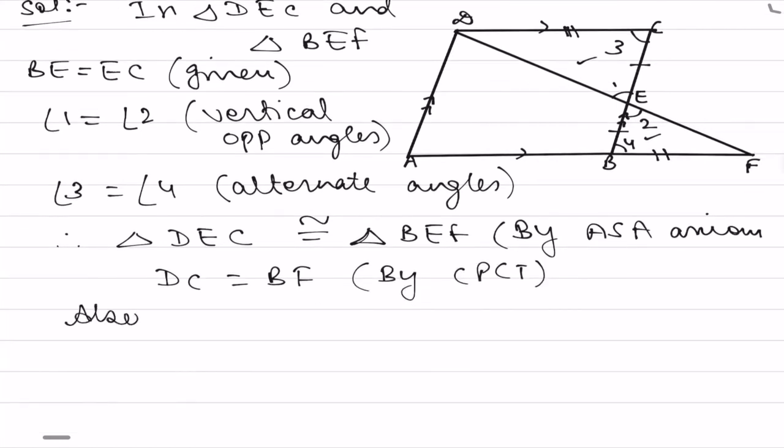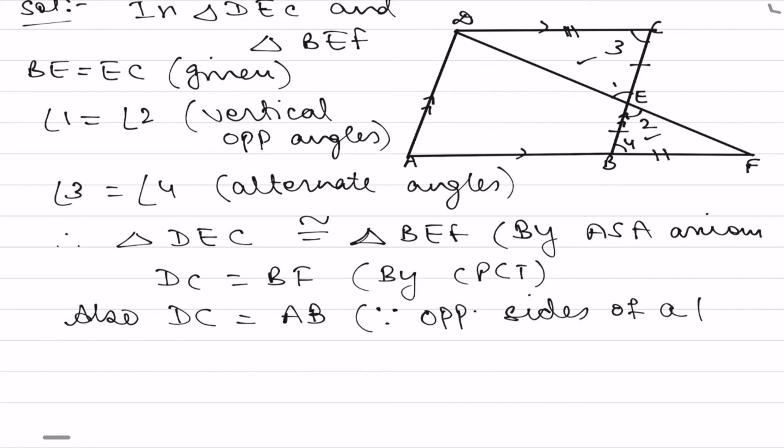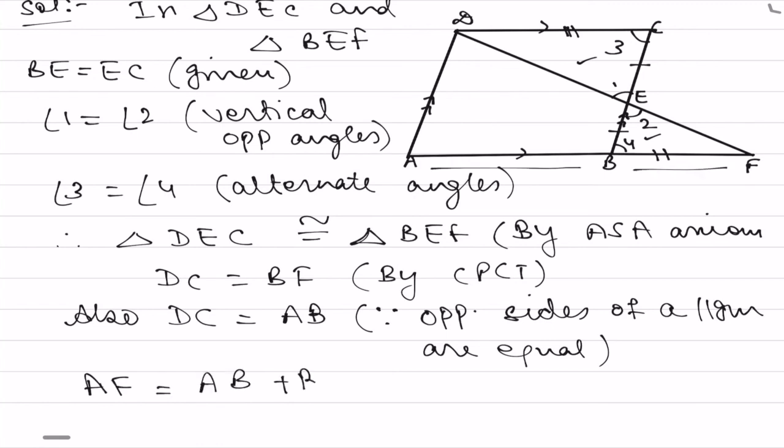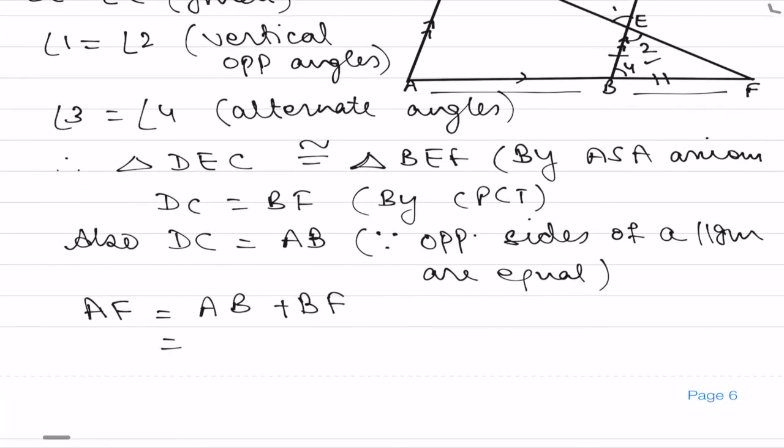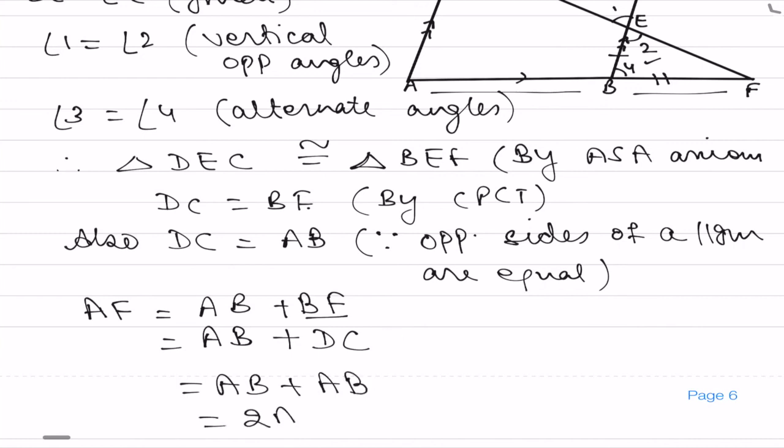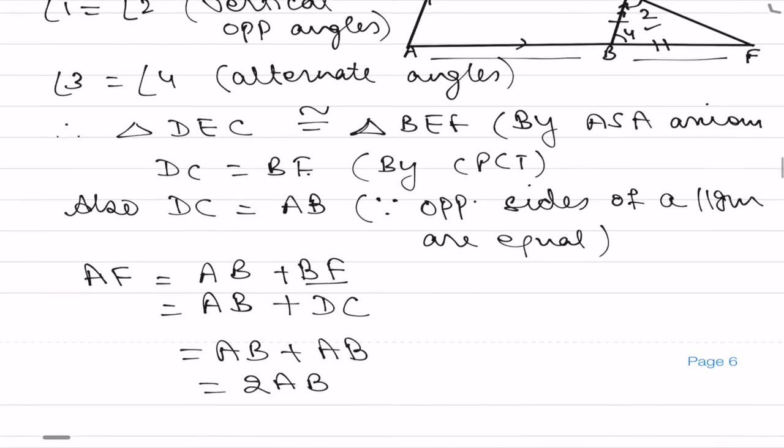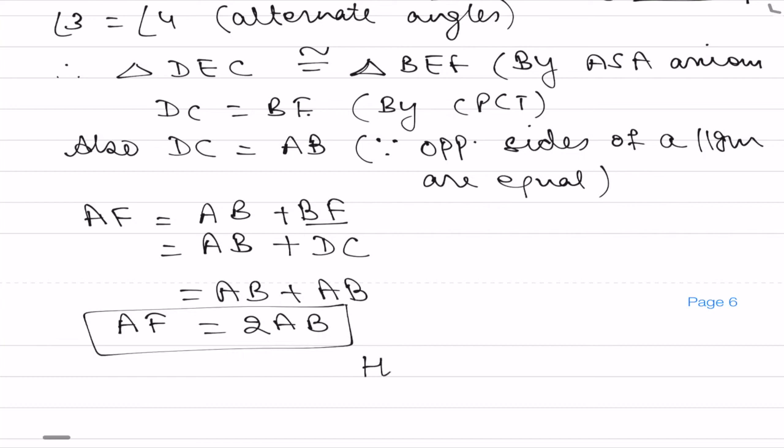Also we know that DC is equal to AB because opposite sides of a parallelogram are equal. Now we can see that AF is the combination of the two parts AB plus BF. Now AB is equal to DC and DC is equal to BF. So AB will remain as it is and we will replace BF with DC. Now DC is also equal to AB, so we'll replace DC with AB. So AB plus AB is 2AB. So that's what we have to prove, that AF is twice of AB.